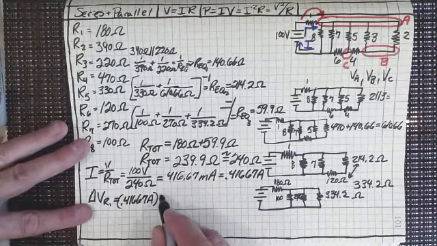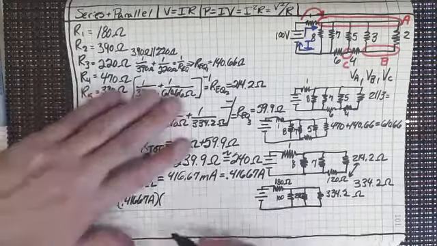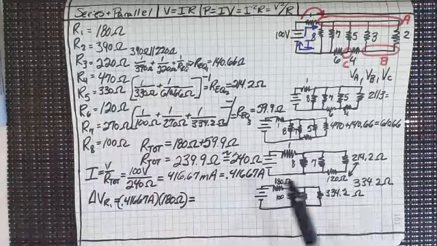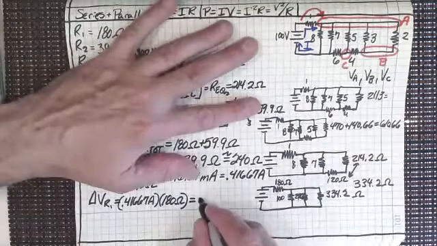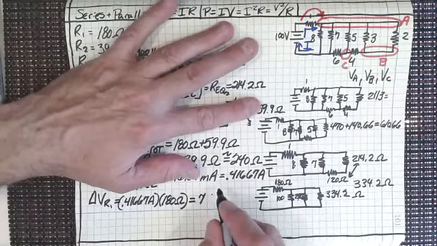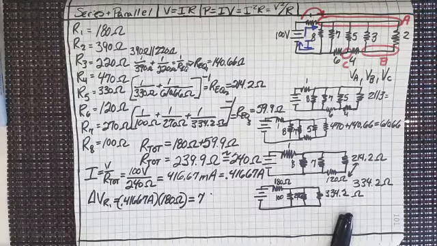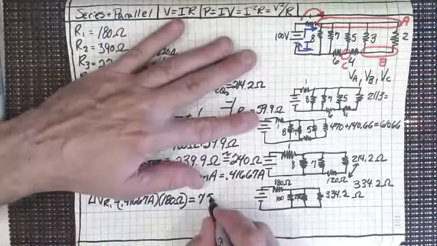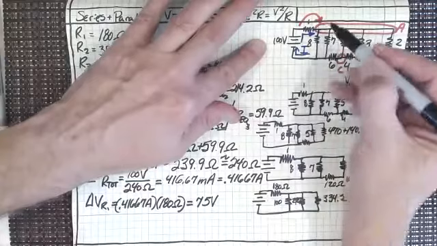All right. So that's the current. And then the resistance is 180 ohms. So this is telling us what the voltage drop is, remember. It's not telling us what the voltage is, it's telling us what the voltage drop is. So times 180 gives me 75. Wait, what? 75 volts? Oh, wait, yeah, okay. 75 volts is the voltage drop between this and this.